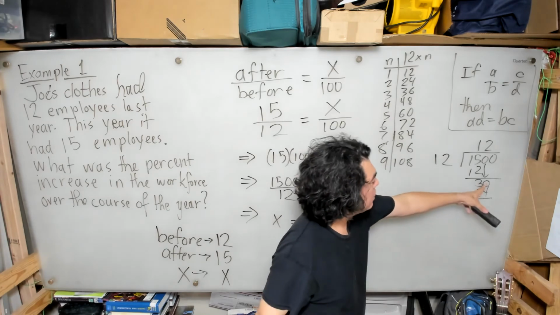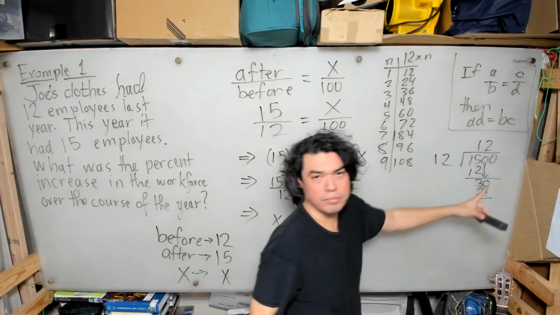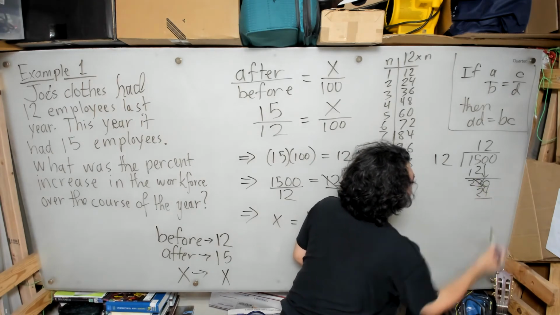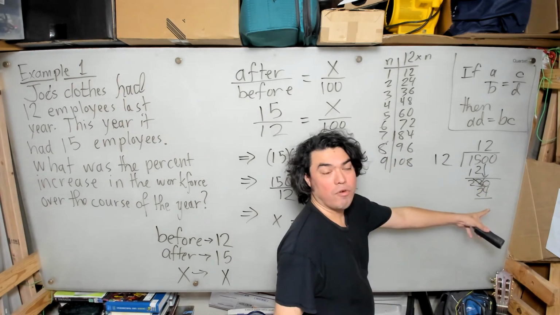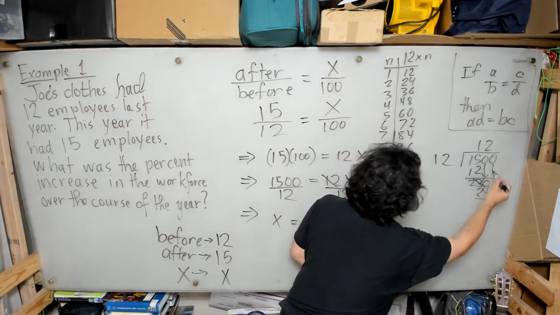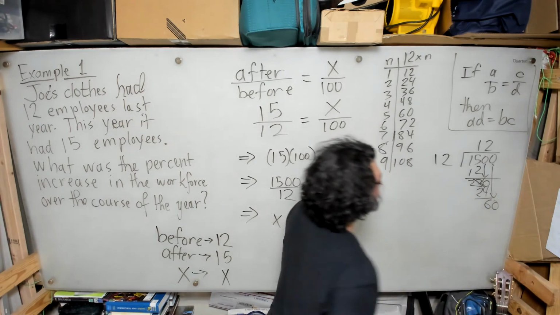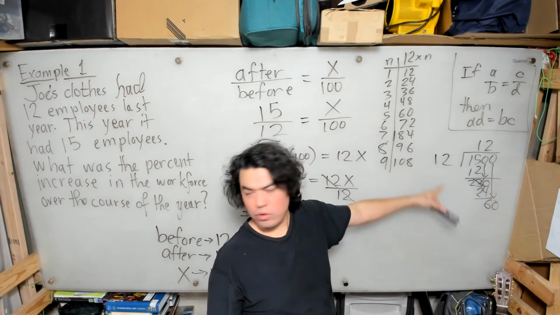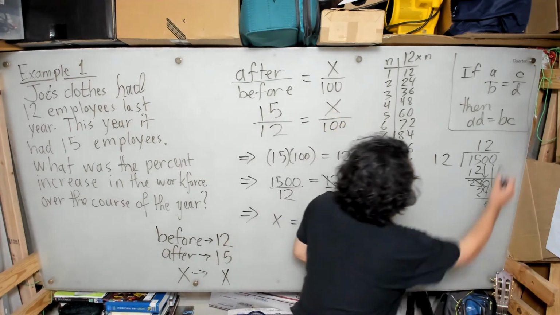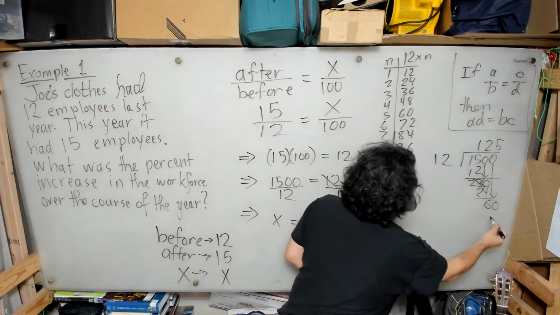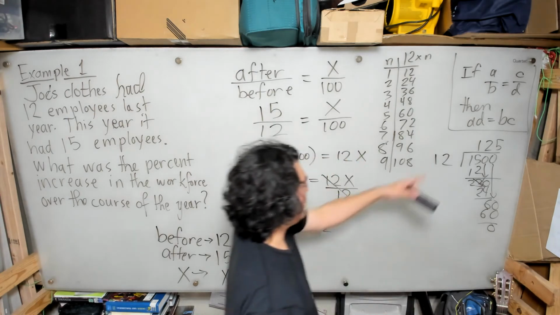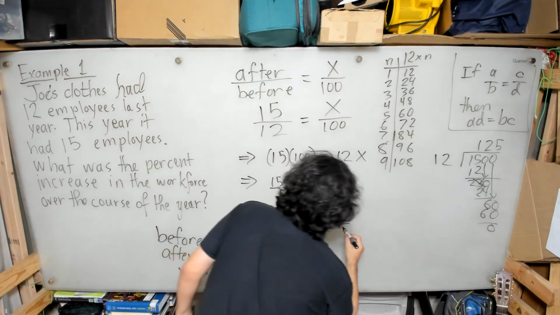So then I ask, can I take away 4 from 0? I cannot, of course. So I borrow from this 3. This 3 becomes a 2, and this 0 becomes a 10. 10 minus 4, aha, that is 6, and then 2 minus 2 is 0. Then I bring down this 0. This becomes a 60. And I ask, how many times does 12 go into 60? It goes in 5 times. And I can see that 5 times 12 is 60. 60 minus 60 is 0. And I see that my x is 125.